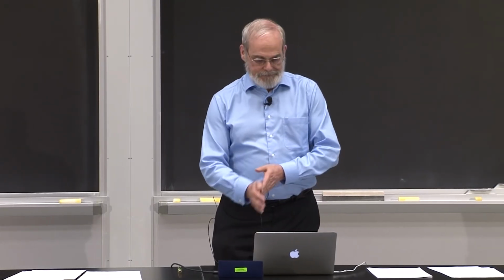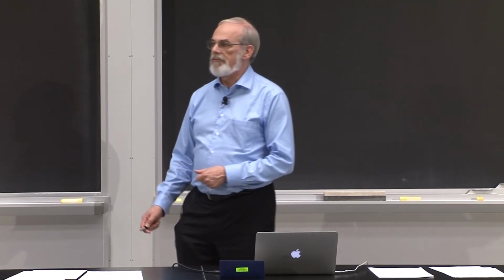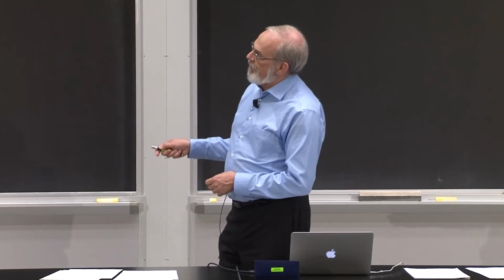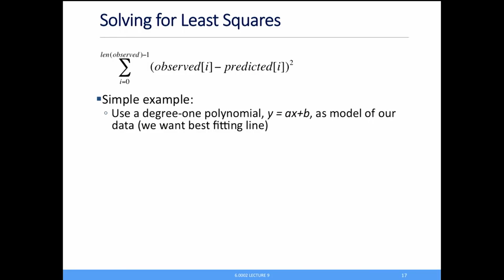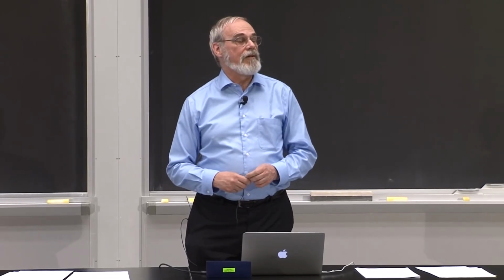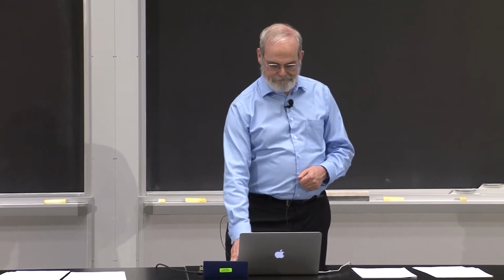Okay, now how do I use that? Well, here's the basic idea. Let's take a simple example. Let's assume I'm still just trying to fit a line. So my assumption is I want to find a degree 1 polynomial, y equals ax plus b, as our model of the data. That means for every sample, I'm going to plug in x, and if I know a and b, it gives me the predicted value. I've already seen that's going to give me a good measure of the closeness of the fit. And the question is, how do I find a and b?